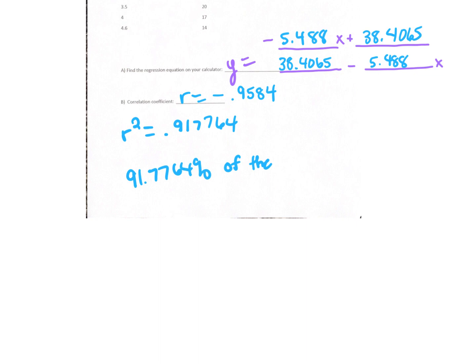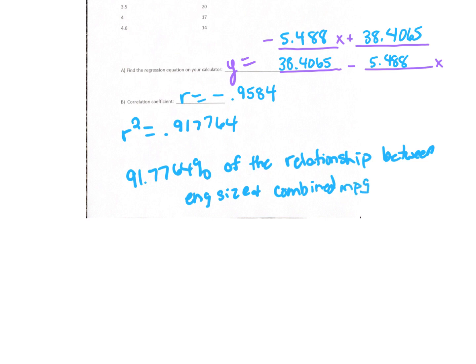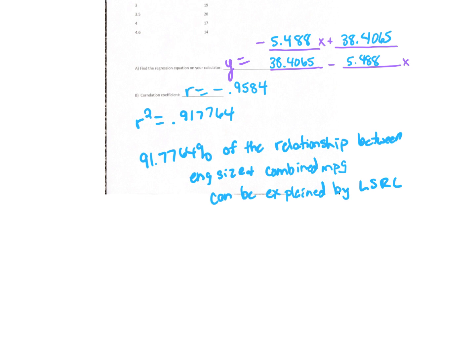91.76% of the relationship between engine size and combined miles per gallon can be explained by the least squares regression line. I'm okay with you abbreviating least squares regression line with LSRL. I'm totally fine with that, but you need to be able to explain what r squared tells us very specifically.